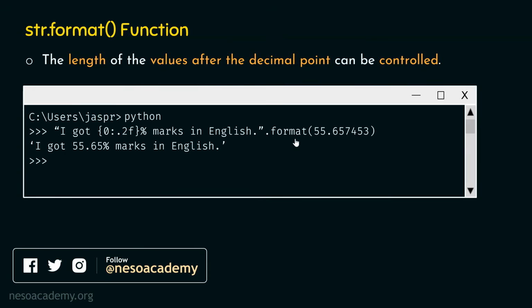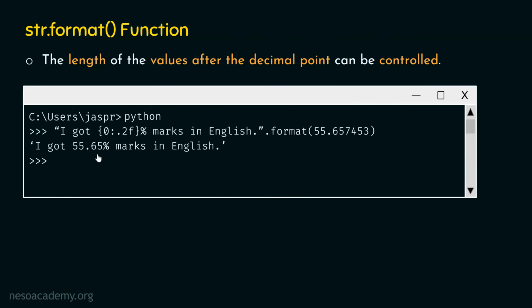Although to the format function we are providing 55.657453, in the output we are only getting 55.65. I hope this idea is completely clear and the concept of str.format is also clear. Note that the function is the format function. Here str is the string to which we apply the format function.